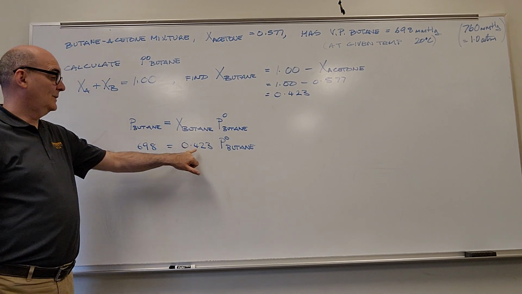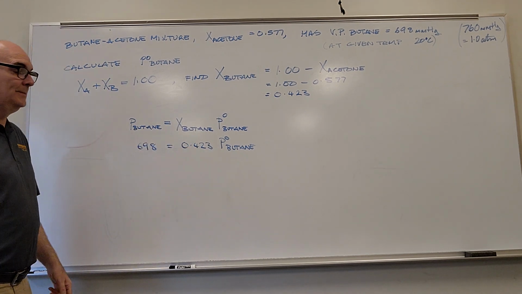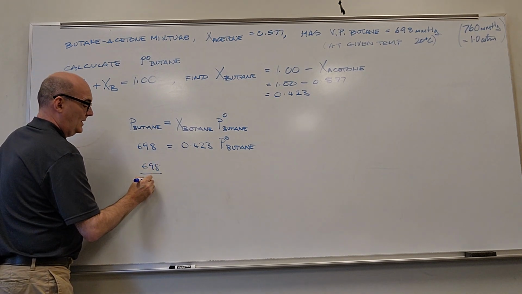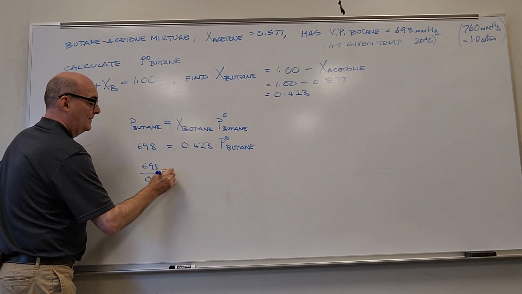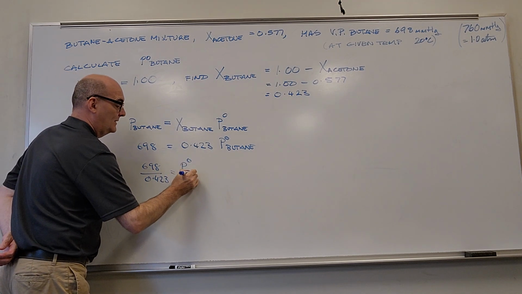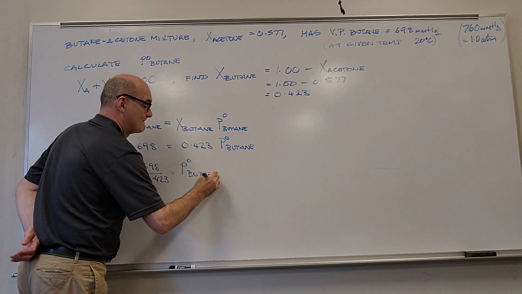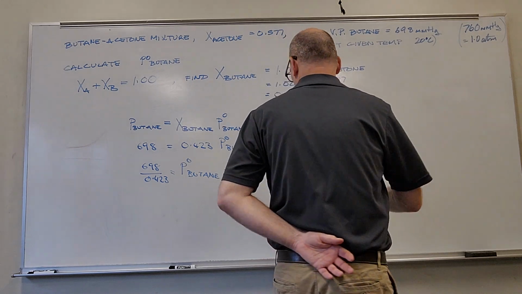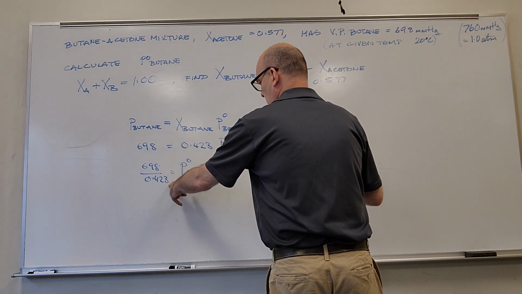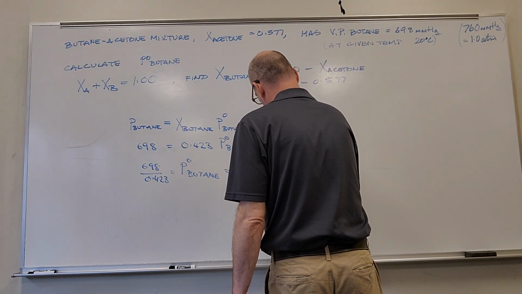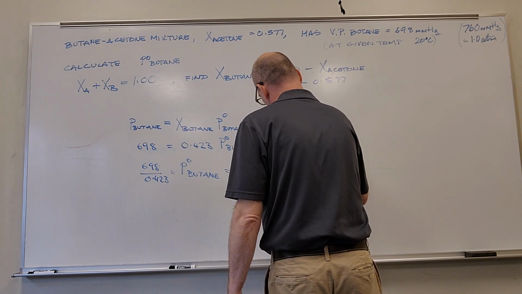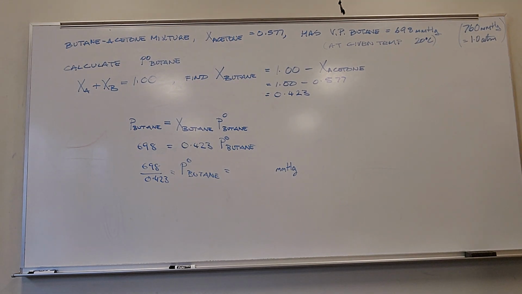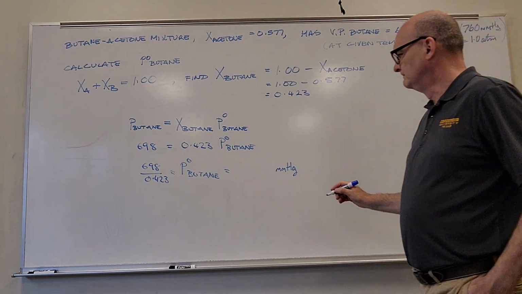This number is equal to that number multiplied by that number, which means that this number divided by that number gets to be equal to this number. And that has no units, but this one does. So we get to keep the units that that quantity is in. 1650.